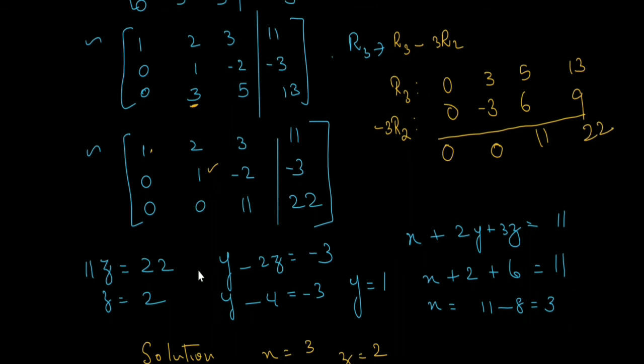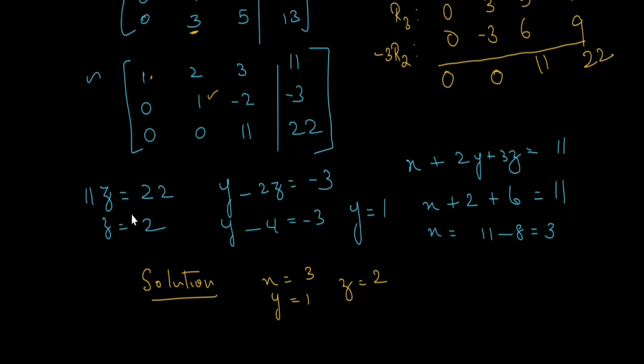Once you get the echelon form, now we have to find the values of x, y, z. Take the last row, 11z. This is z. 11z is 22. z is 2. Then go to the second row. This is y and this is z. y minus 2z is equal to minus 3. y minus 2 into z, we already found 2. Substitute it here. y minus 2 into 2, minus 4. So y minus 4 is minus 3. So y is plus 1.